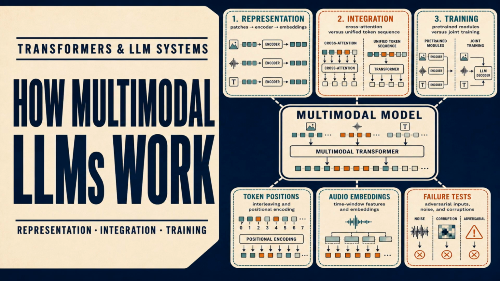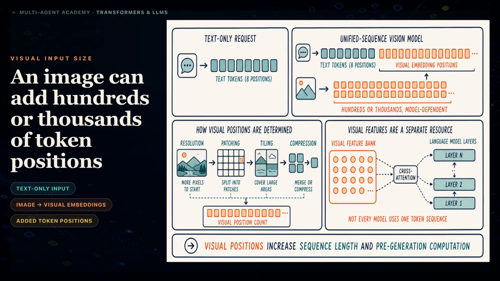Images and audio do not enter a language model as raw pixels or waveforms. Hi, I'm Mehrdad. In this lesson, we'll see how multimodal models turn media into numerical representations and use them alongside text. We'll begin with a practical question. Why can adding one image make the input much larger? The same task can require different sequence lengths and different amounts of computation before generation.